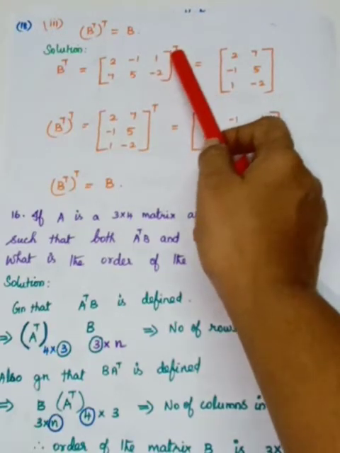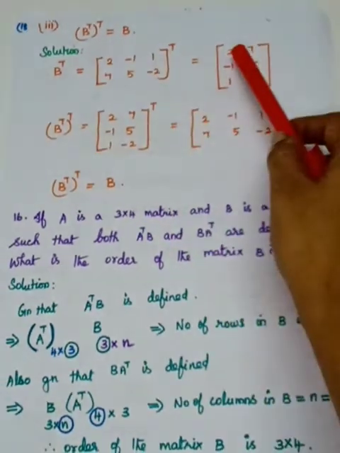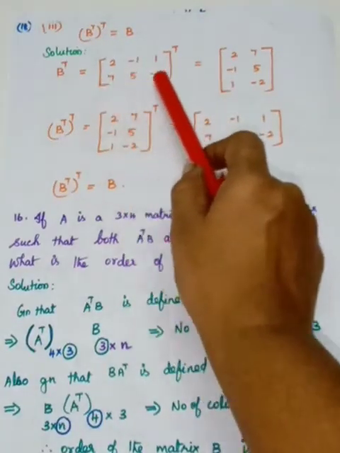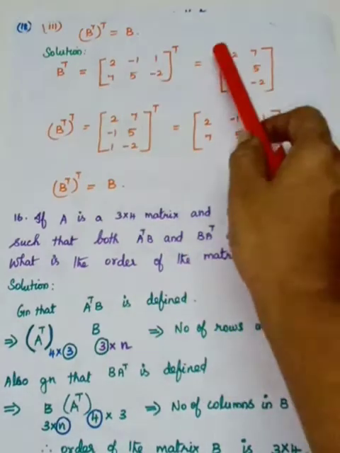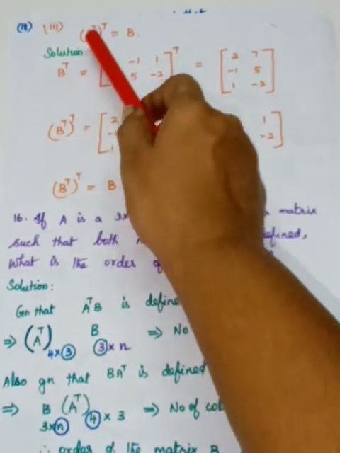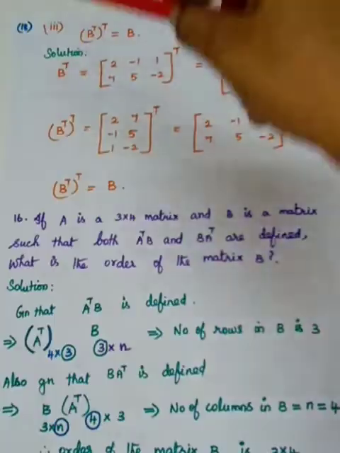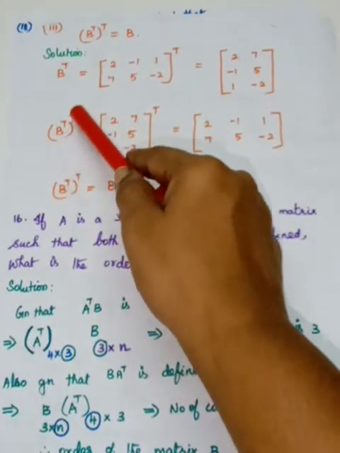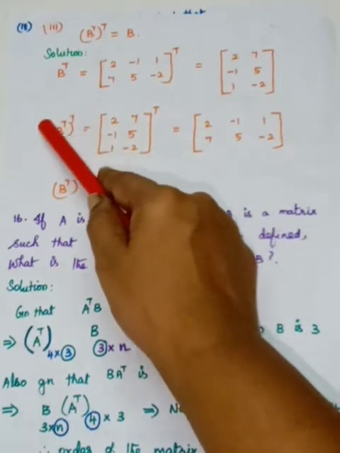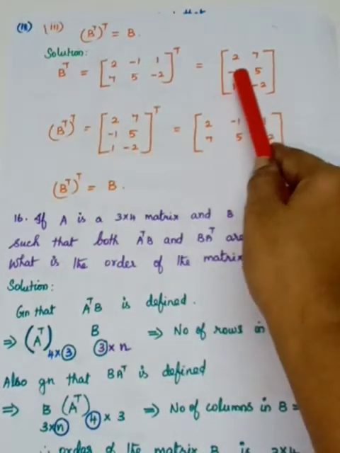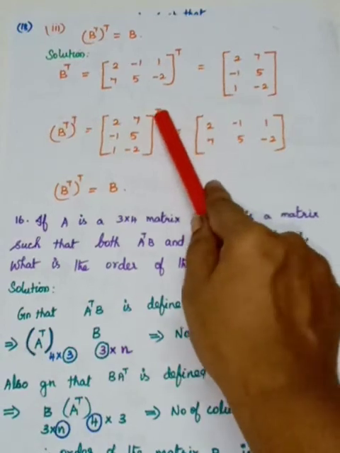So it is a transpose. Take the first row, write it as a first column. Take the second row, write it as a second column. What is this? This is B transpose. Now what is needed? The transpose of B transpose. So B transpose, the whole transpose. What is your B transpose? This is your B transpose. The whole transpose I have written.